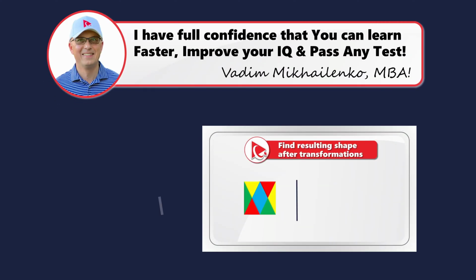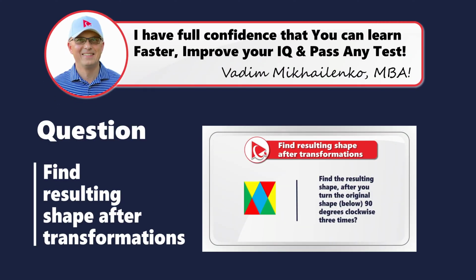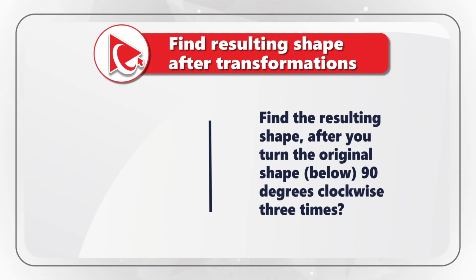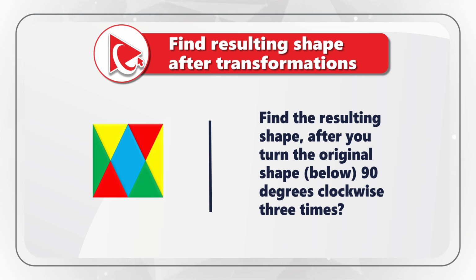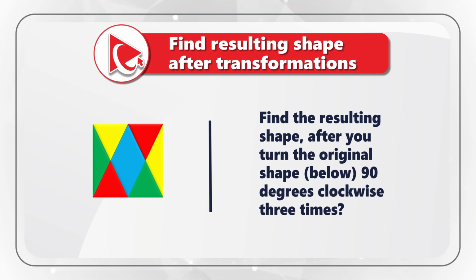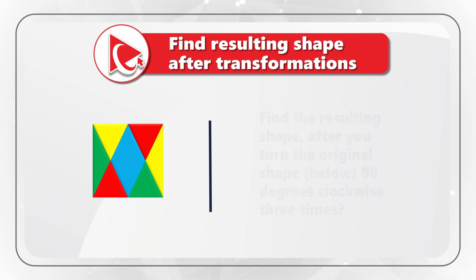I love this challenge because it tests your analytical skills and spatial reasoning skills so well. You need to find the resulting shape after the transformations. You're presented with a square that consists of different triangles of a different color. And you need to turn the original shape 90 degrees clockwise 3 times. You have 4 different choices to select the shape after the transformations.